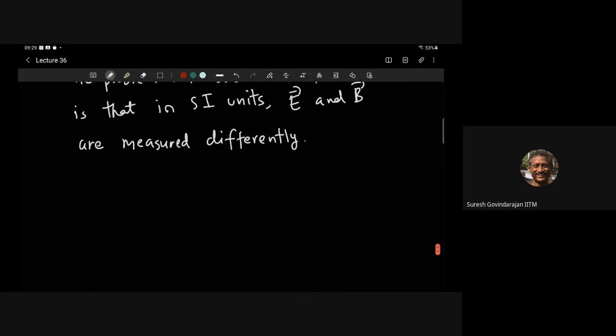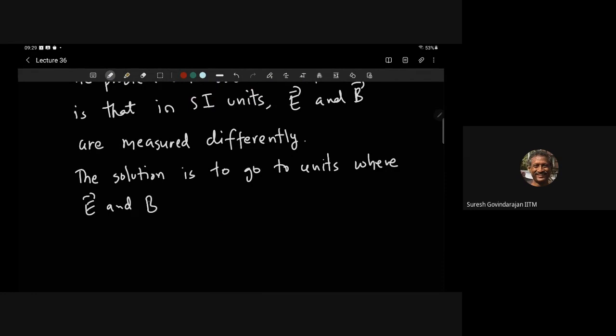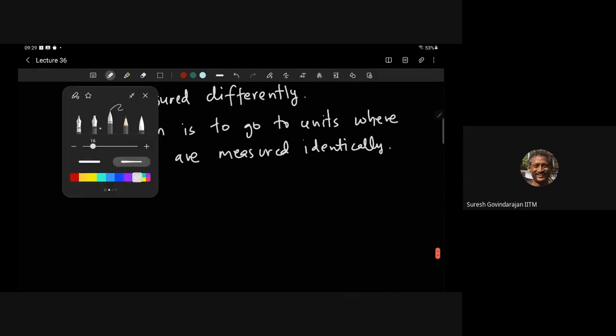So the solution is to go to units where E and B are measured identically, or in the same units. And that's what we will do. So we go to Gaussian units, where this is true.